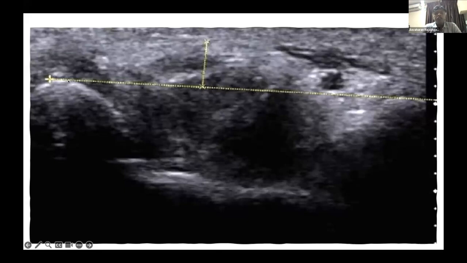You could see here how we evaluate the distance. See, this is the transverse carpal ligament. We draw a line from the scaphoid to the pisiform, and we see how much distance it takes at the maximum convexity.